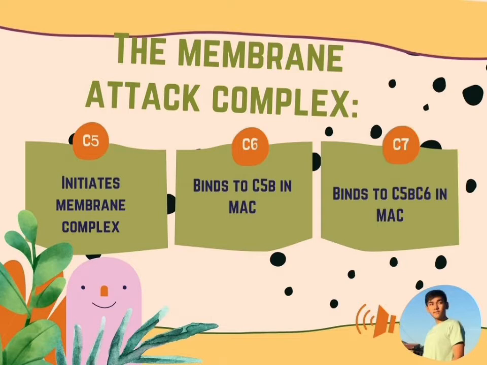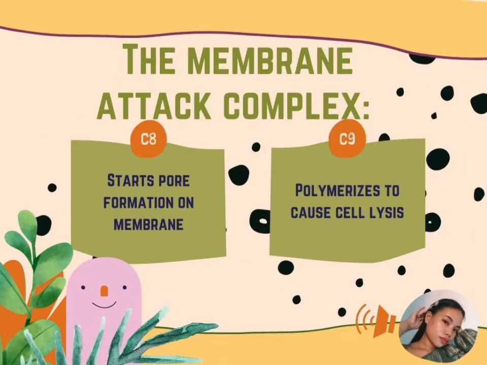For the serum protein C6, it binds to C5b in the membrane attack complex. So once the C5b has attached to the target cell's membrane, C6 attaches to C5b in order to stabilize it. For the serum protein C7, what it does is bind to C5b6 in the membrane attack complex. Other serum proteins that belong to the membrane attack complex are C8 and C9.